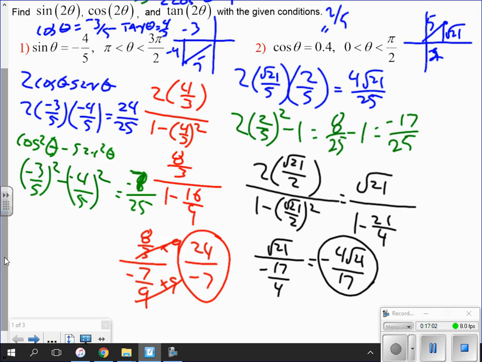It's a root 21. It's a 21. It looks like a 4. It's a nasty, bad looking one. Are you complaining about my handwriting again? Yeah. Oh, okay. Just so we're clear on that.